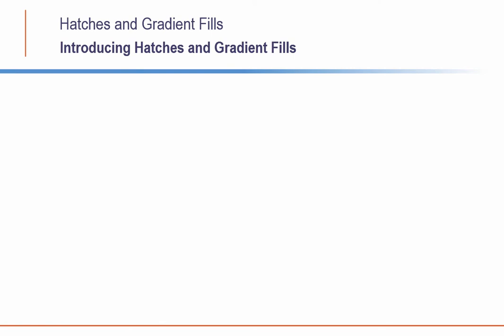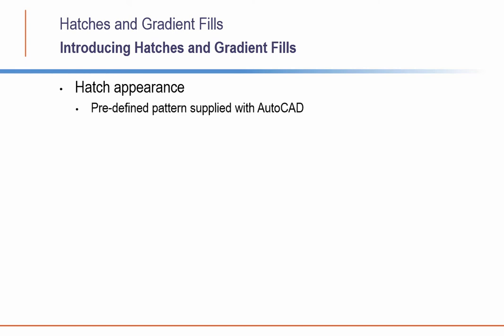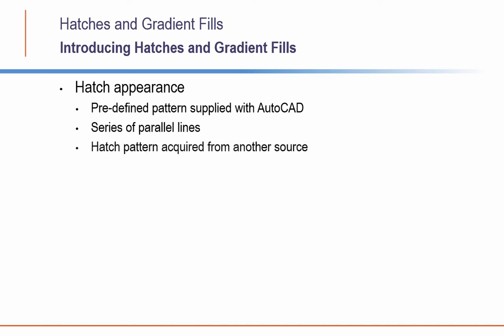When you apply a hatch, you can choose the appearance of the hatch pattern by selecting the desired pattern from a set of predefined hatch patterns supplied with the program. If you prefer, you can define a simple pattern of parallel lines on the fly. You can also add additional hatch patterns to the library, either by acquiring them from a third party or by creating them yourself.